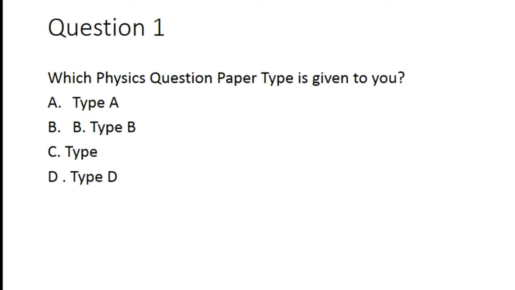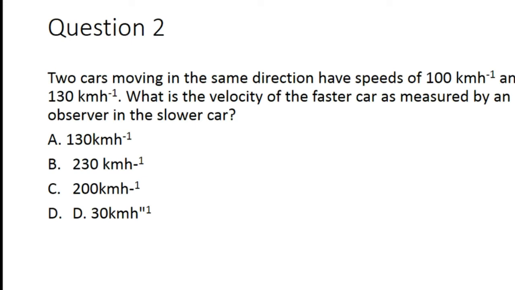2010 questions. The question type we have is type B. Question 1 says, which physics question paper type is given to you? So you go ahead and type in that. The type we have is B.